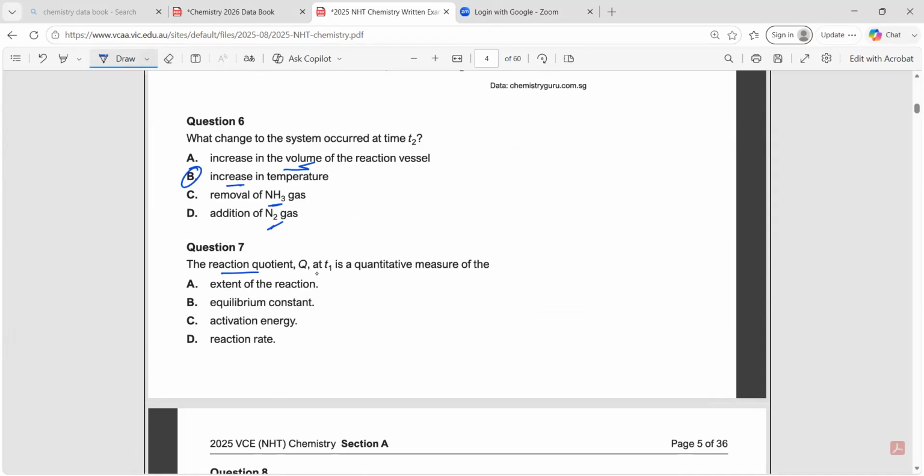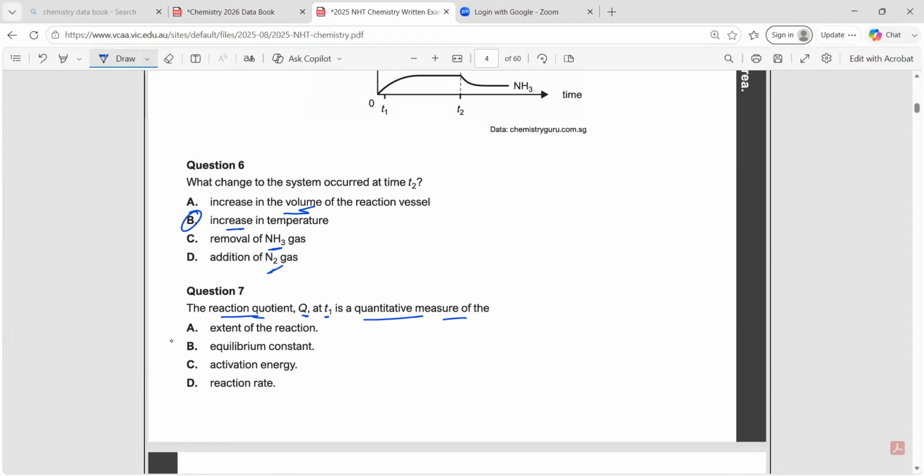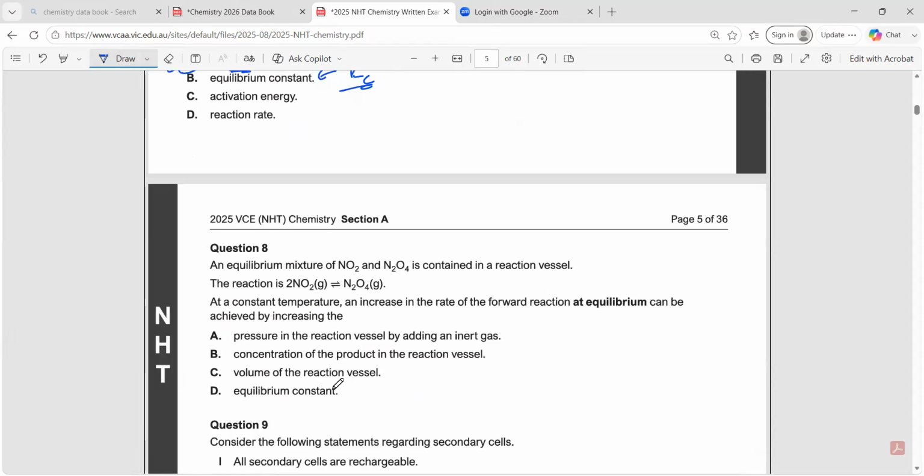The reaction quotient Q at T1 is a quantitative measure of... So I didn't even have to look at it. This is just a definition. It tends to be the extent of the reaction. The Kc is the equilibrium constant, but the reaction quotient tends to be the extent of the reaction, right? So at T1, if we figure out the Qc to be whatever, the Qc in this situation is most likely going to be different to the Kc. So it basically tells us in what direction the reaction is traveling, and whether it's at equilibrium or not.